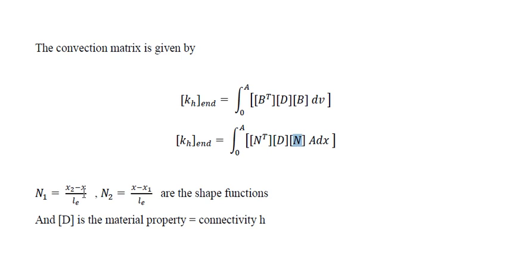What is N? N1, N2. What is N1? (X2 minus X) by Le. What is N2? (X minus X1) by Le. What is D here? What is the material property we are dealing with? We are dealing with convection. We will take H. D is H here.